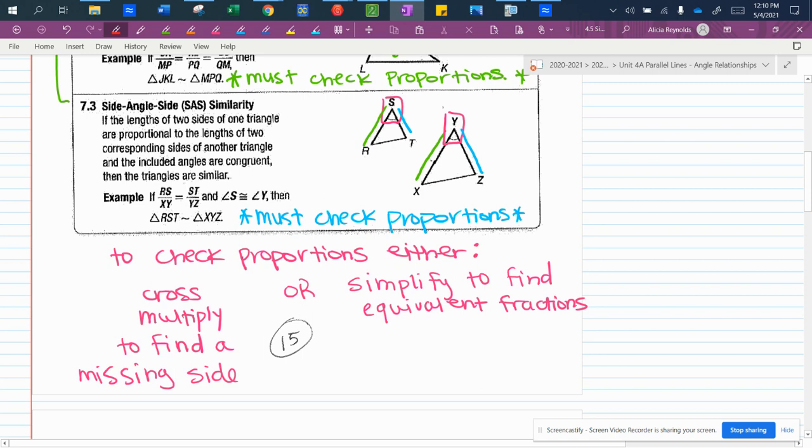If I'm given all of my side lengths, then I just need to set up my proportion and simplify to see if it creates equivalent fractions. Jewel, does that make sense? You can get some water if you need to.